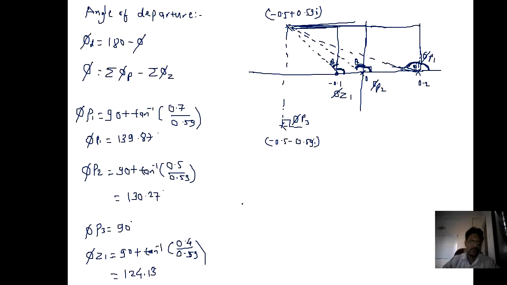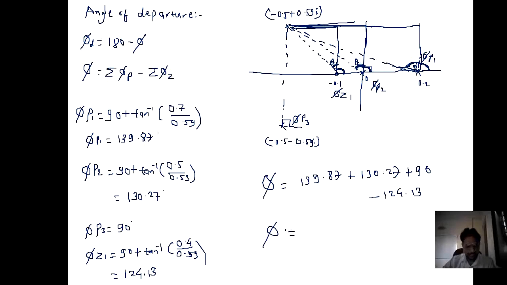So we have calculated all the values. Let us calculate phi. Phi is the summation of angles made by poles minus the summation of angles made by zeros. So the summation of phi p is 139.87 plus 130.27 plus 90, minus the angle made by the zero, 124.13.